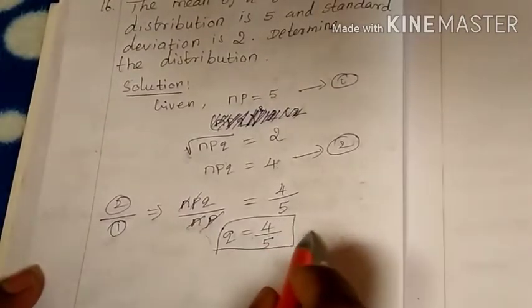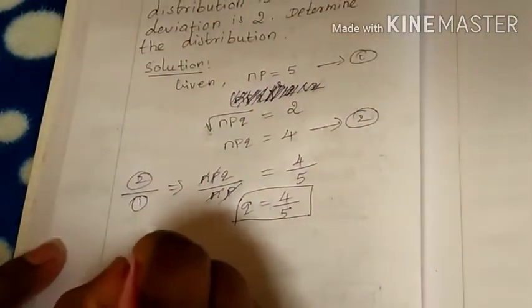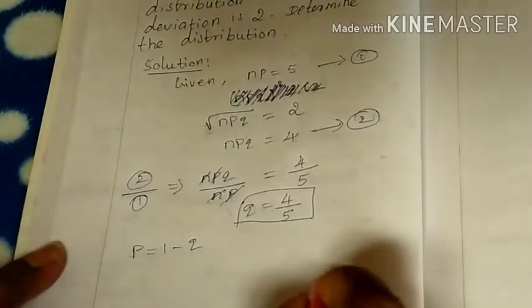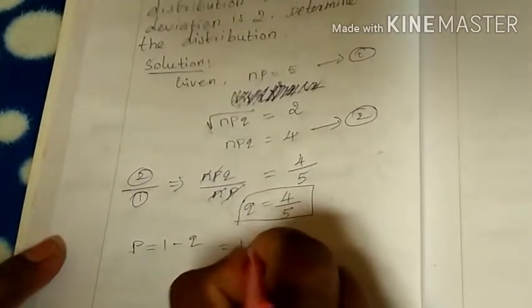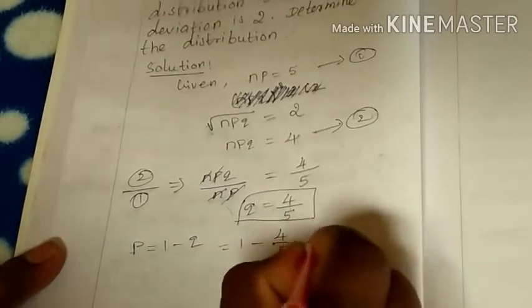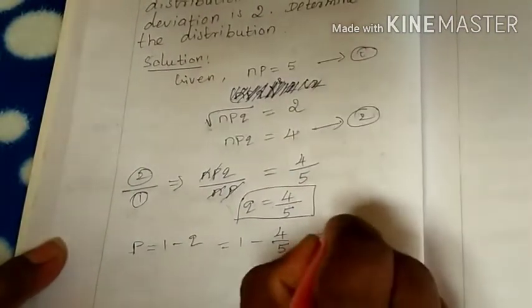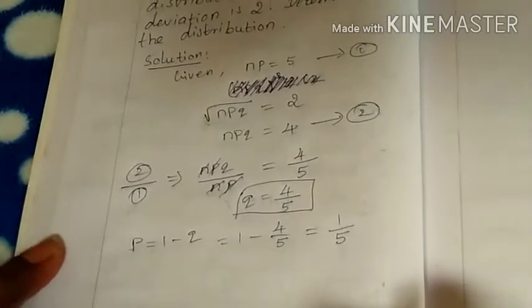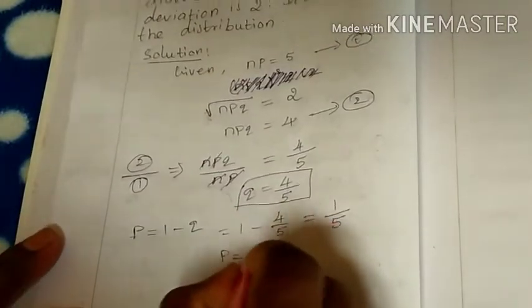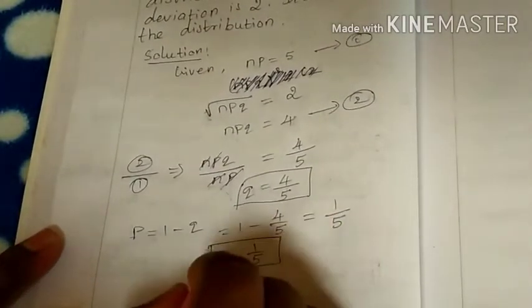So now we have q, then find p. P is equal to 1 minus q. Okay, this is already known. So 1 minus 4 by 5. Using the cross multiplication, 1 5 is 5, 5 minus 4 is 1, so 1 by 5. So p is equal to 1 by 5.